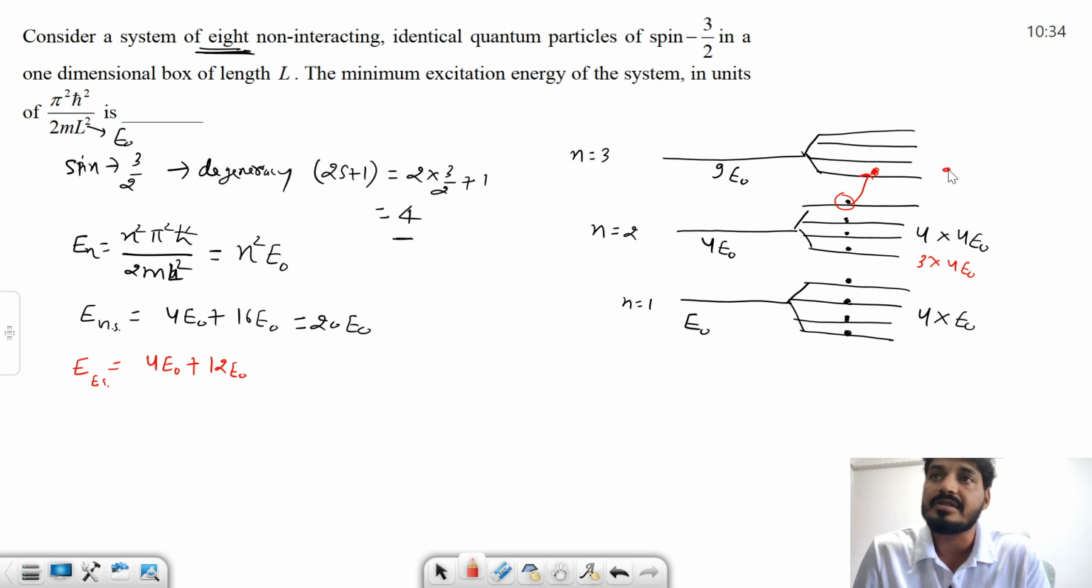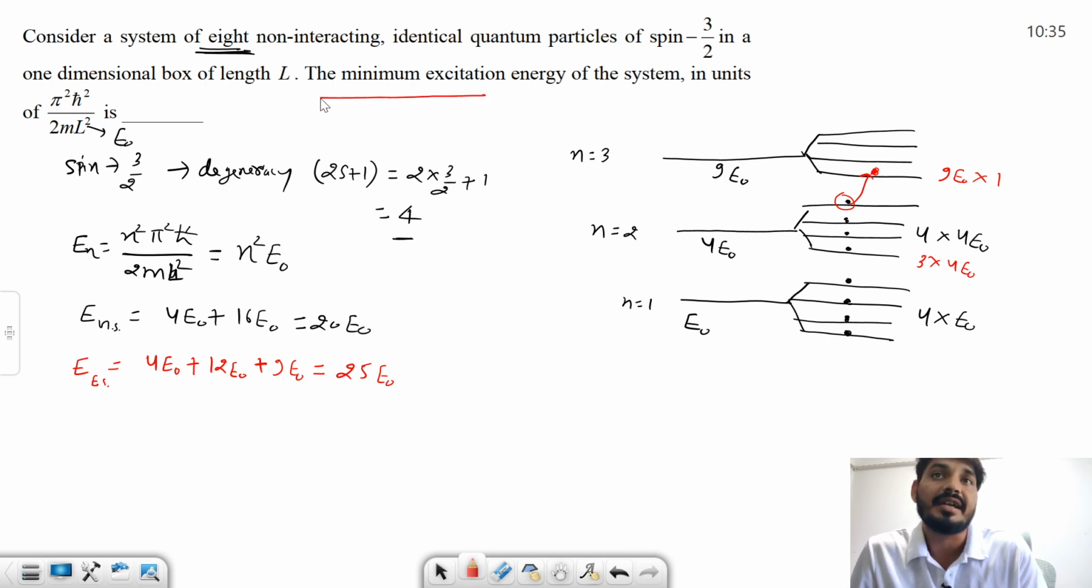And what about this? Here we have one particle, so this is 9 E naught multiplied by 1. So this is 9 E naught. So what is total energy? This is 25 E naught. This is the ground state energy, this is first excited state energy. Now they are asking about the minimum excitation energy. So this is the difference of these two. Minimum excitation energy is nothing but 25 E naught minus 20 E naught. This is 5 E naught. E naught is already given, so I can fill in these blocks that this is 5.